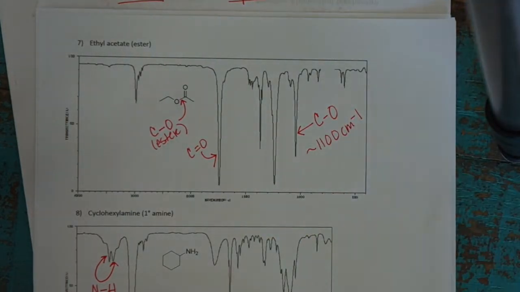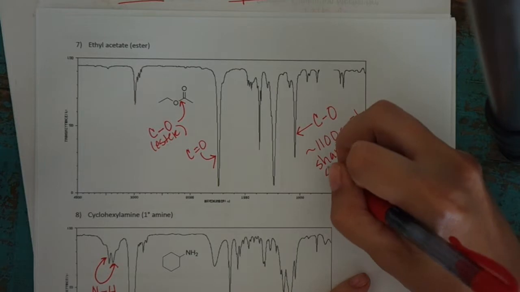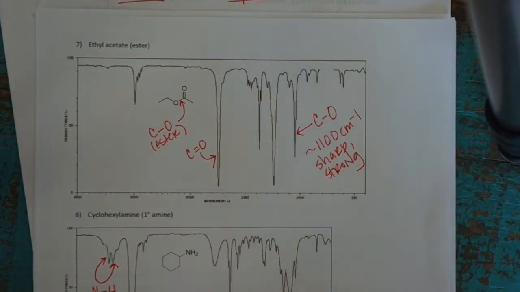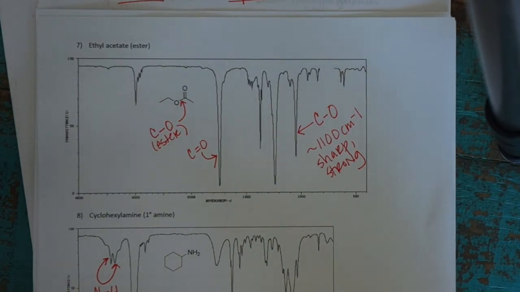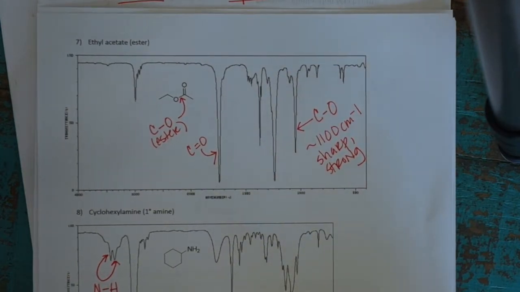And usually if you're trying to figure out if you have an ester or not, you want to look for that. And those are going to be sharp and generally pretty strong. But again, it's not 100% definitive, but if you're looking for hints to distinguish between those two functional groups, that's what you want to look for: ester versus ketone.